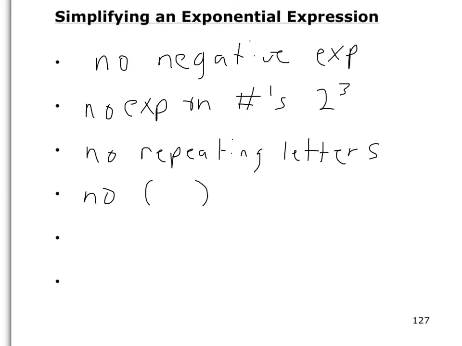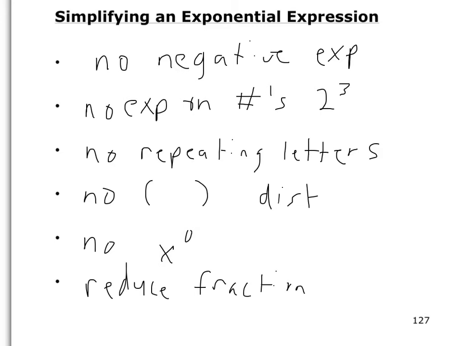The fourth thing, there's no parentheses. You must distribute whenever you see parentheses. The fifth thing, there are no zero exponents, so you can't have x to the 0. And the last thing, just reduce your fractions. Make sure they're in lowest form. So there's your 6 things that tell you that you're done solving an exponential expression.